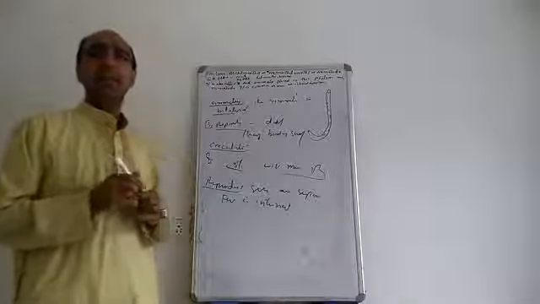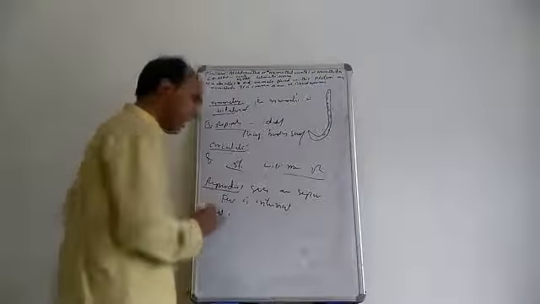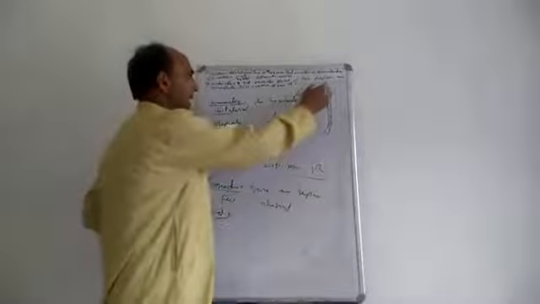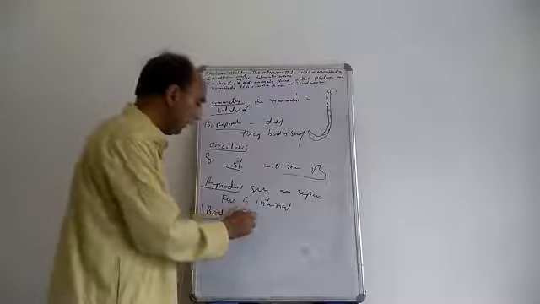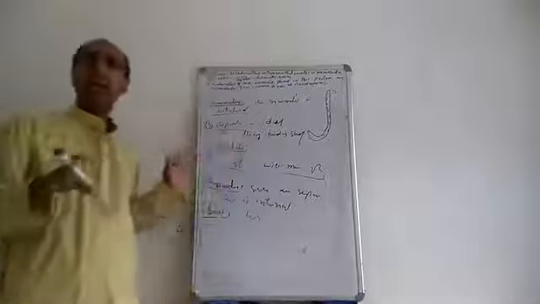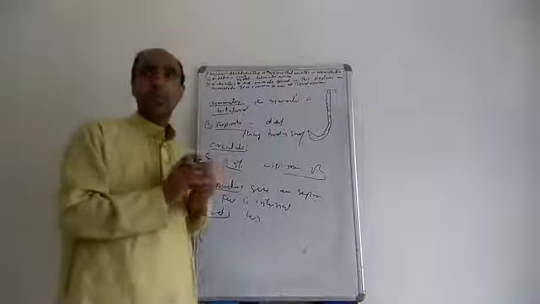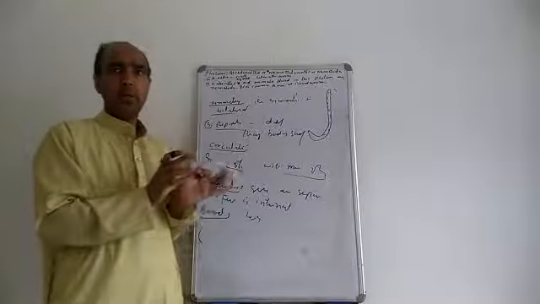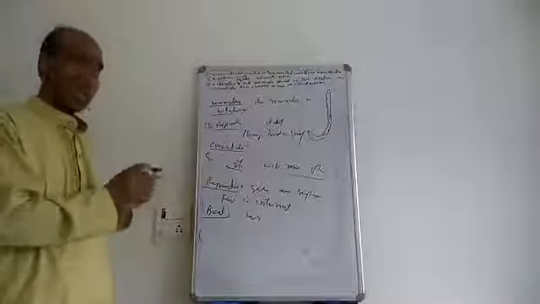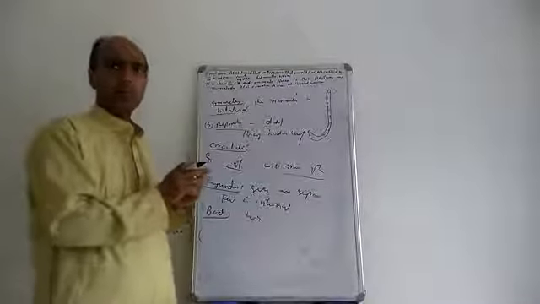And another point is the body. Body is usually worm-like, cylindrical, and they are called roundworms. Why are they called roundworms? Because they appear circular in cross section. The body is worm-like, round, cylindrical, and tapering at two ends, or flattened.